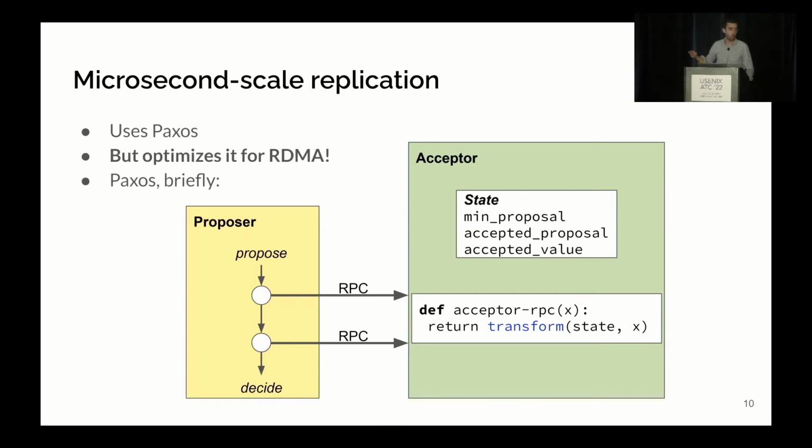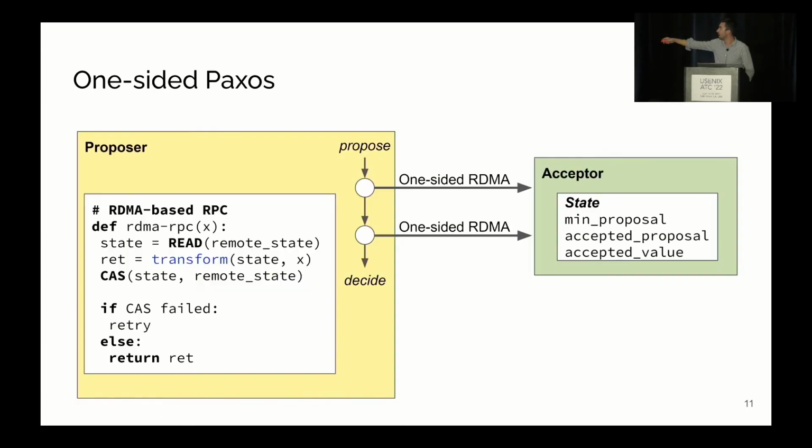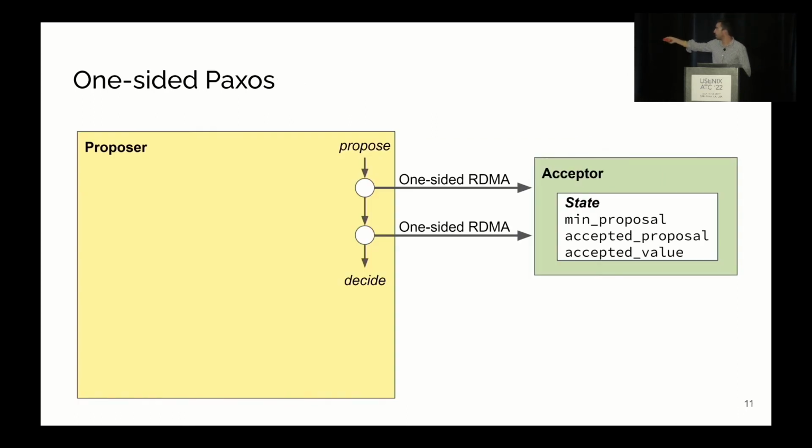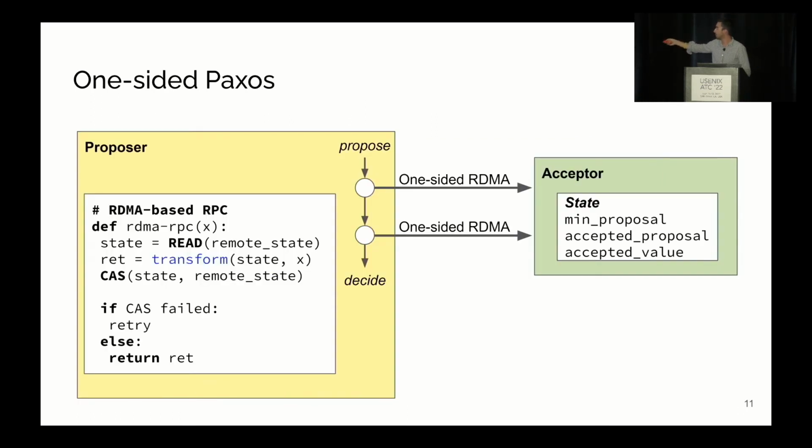So the trick we're playing there is that we move all this logic to the side of the proposer. So we take everything away from the acceptor except for the state, and we transform the original RPC into a one-sided one. How does it work? Well, very simple. First, the proposer reads the state from the acceptor, and it gets it locally. Then it applies the transformation on the local state that it fetched, and then it uses a compare and swap to update the state of the remote acceptor.